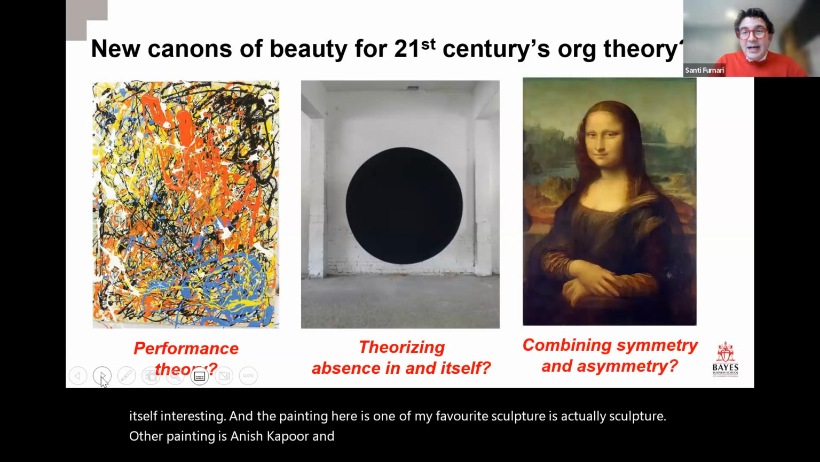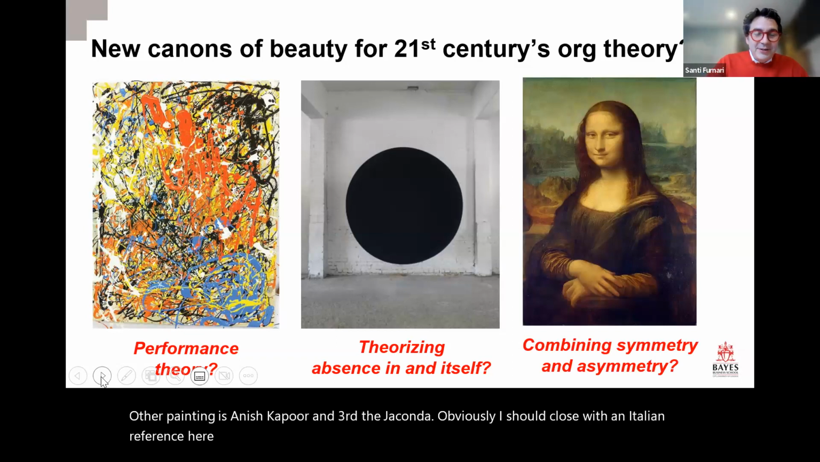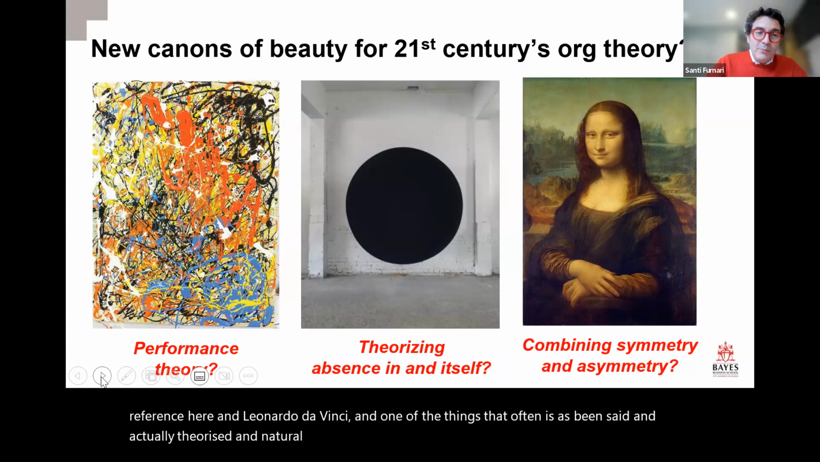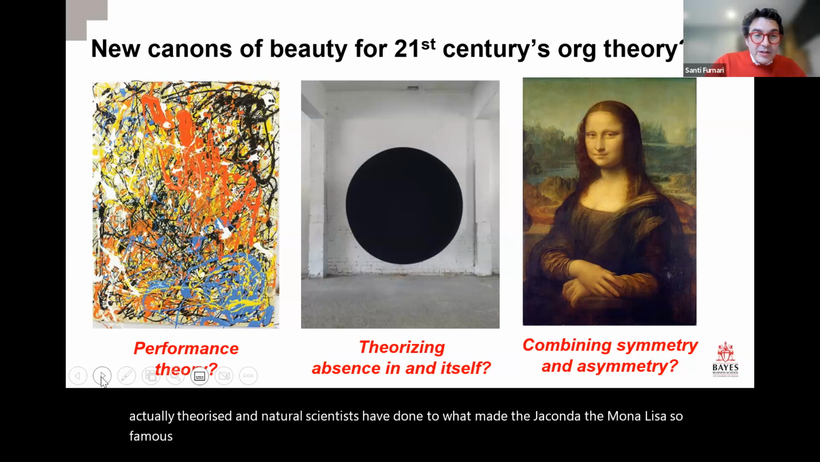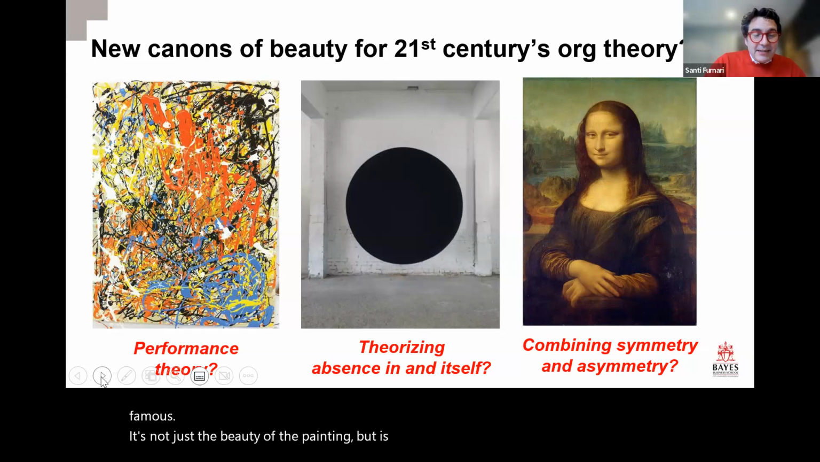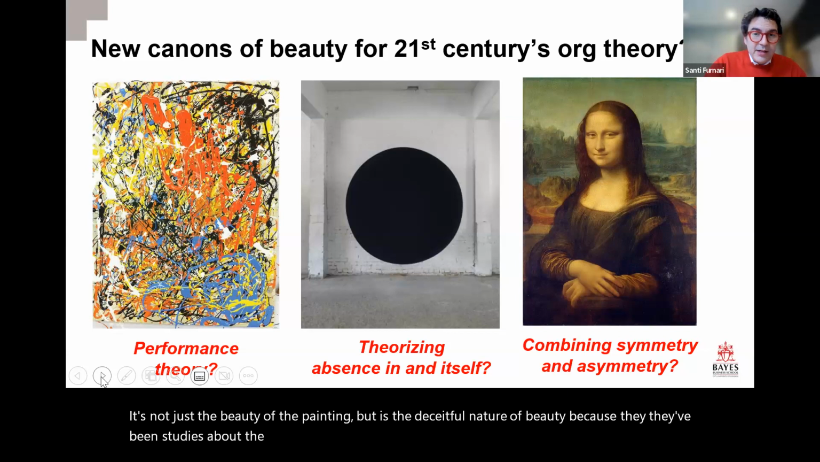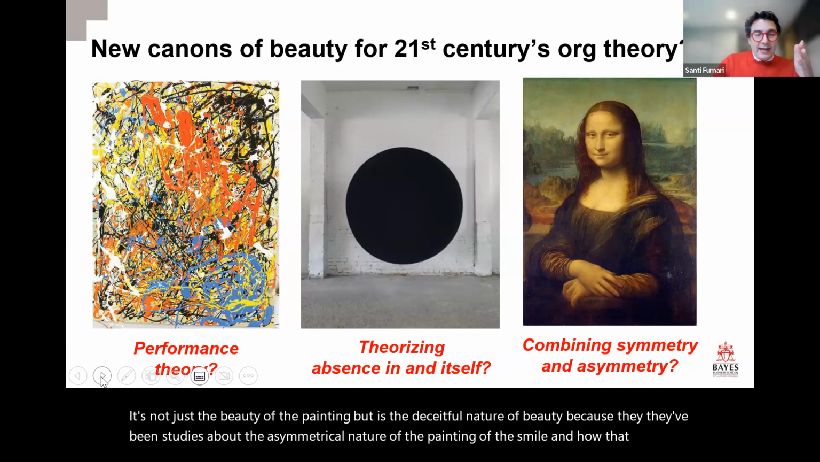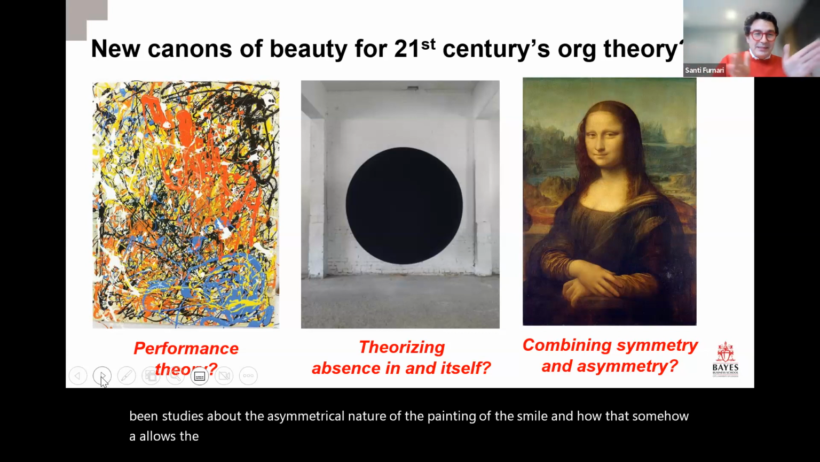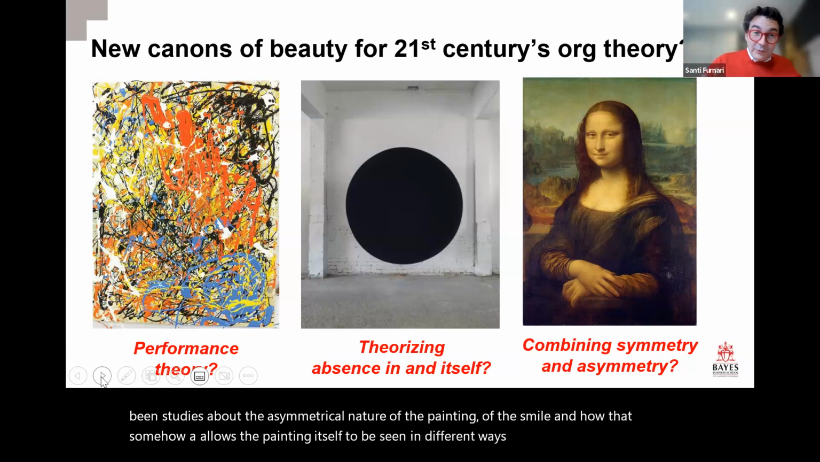And third, the Gioconda, obviously I should close with an Italian reference here, Leonardo da Vinci. One of the things that has often been said and actually theorized, and natural scientists have done too, is that what made the Gioconda, the Mona Lisa, so famous is not just the beauty of the painting, but the deceitful nature of beauty, because there have been studies about the asymmetrical nature of the painting, of the smile, and how that somehow allows the painting itself to be seen in different ways, depending on where you stand in the room, in the Louvre Museum.